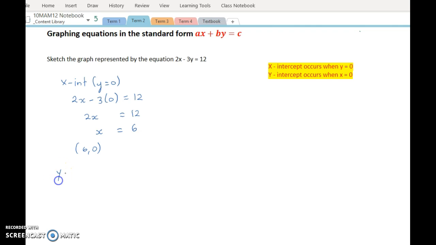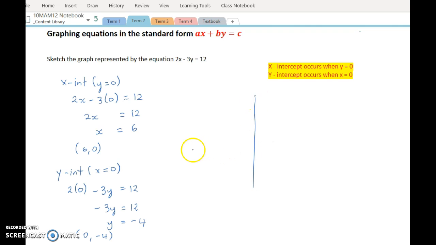Looking now at our y-intercept, as we've found out previously, the y-intercept occurs when x equals 0. So this time, when we rewrite our equation, we will substitute the value of x equaling 0. Now 2 lots of 0 is 0, so we'll be left with -3y equals 12, and therefore y equals -4 as we divide through. So our point here for the y-intercept is going to be 0, -4.